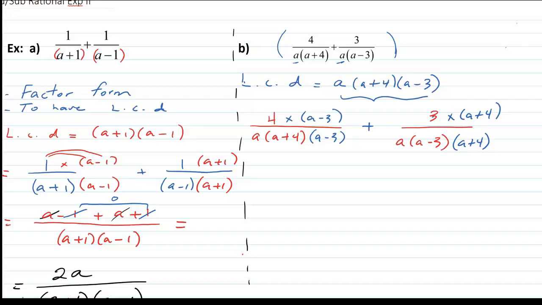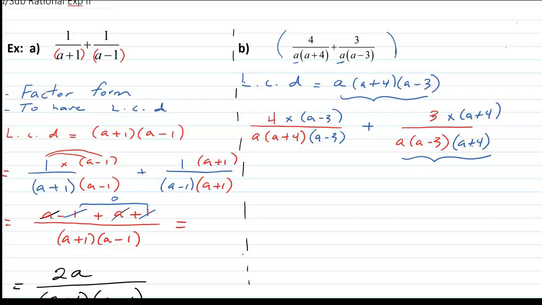So the first expression, a plus 4, and a is already there, so the only thing you have to multiply the denominator by is a minus 3, and whatever you do to the denominator you have to do to the numerator of the same rational expression. And then the second rational expression, you do the same thing, but this time a times a minus 3 was already there. You just have to include the a plus 4 as a factor.